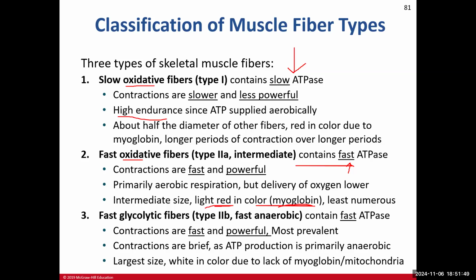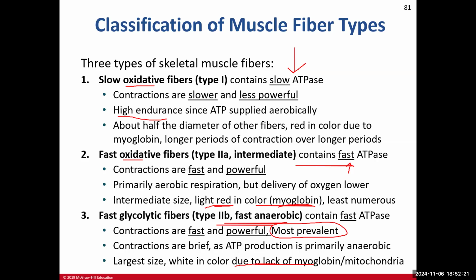And then finally, our last type are the fast glycolytic fibers. So again, these will be fast and powerful, and you see these a lot throughout your skeletal muscle. So what type of contractions do they produce? Short, quick bursts. And these will look almost white because they don't have a lot of myoglobin and mitochondria in them.